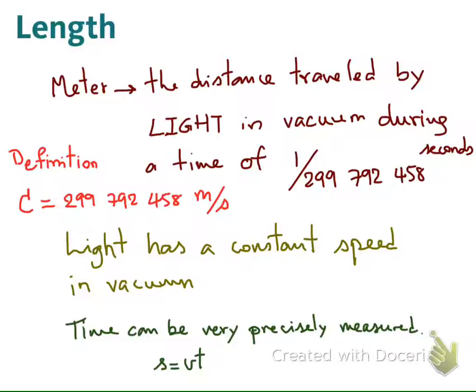We use this speed of light here, so I may rewrite this as S equal to cT, and if T is the reciprocal of 299 792 458, S is equal to 1 meter.